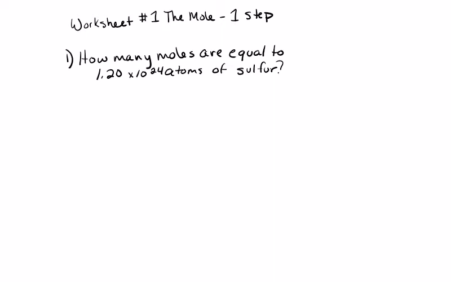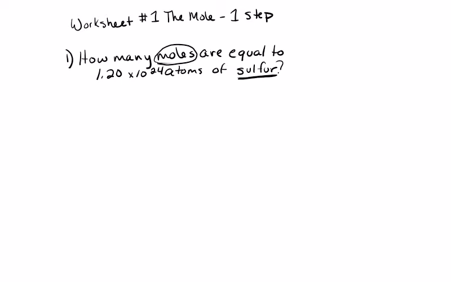An atom is used to describe something that's like a singular element, like sulfur. We use the word molecule whenever we're trying to describe something that has more than one element, like water, which would be H2O. And so the question is asking you how many moles are equal to 1.20 times 10 to the 24th atoms of sulfur.